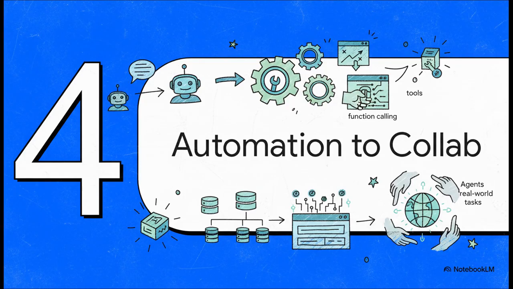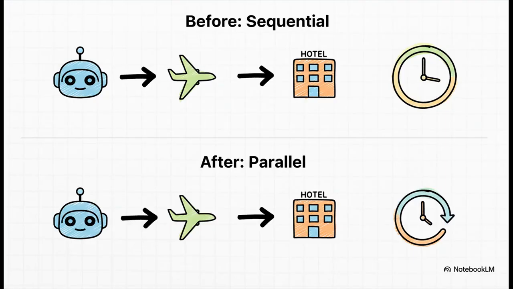All right, so we've got one agent with hands. That's cool. But where this gets really mind-blowing is when we go from simple automation to full-on collaboration. We're now using these exact same building blocks to create whole teams of specialized AIs that can work together to tackle really complex problems. A huge step forward here is something called parallel function calling.